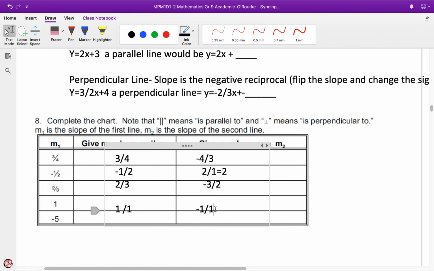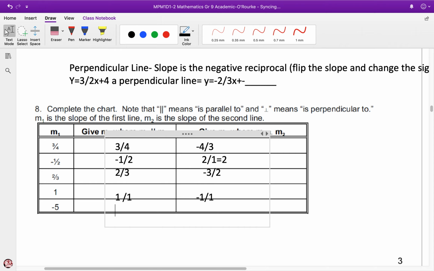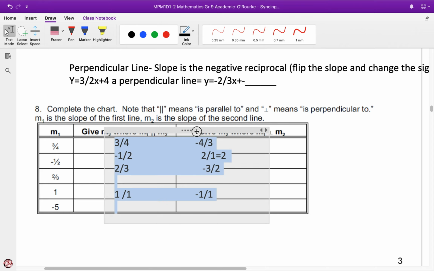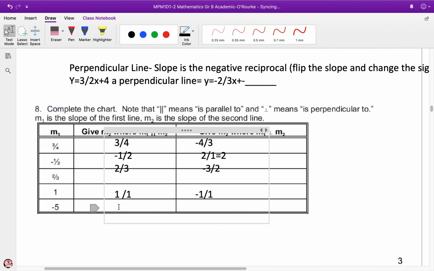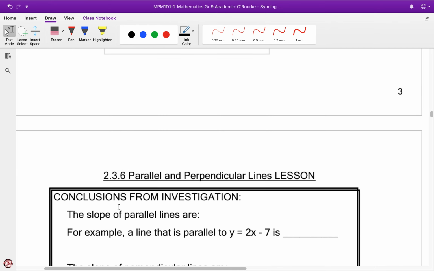And lastly, we have this one. Negative 5, so it's going to be negative 5. And to help you out, it's going to go negative 5 over 1. So we're going to flip it, we change the sign, it's negative, so it's going to be positive, and it's going to be 1 over 5.